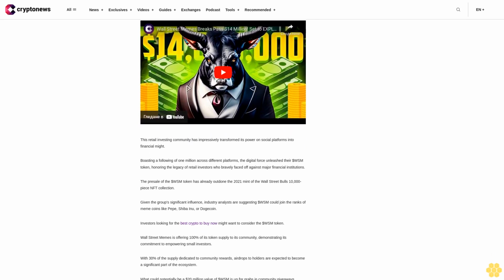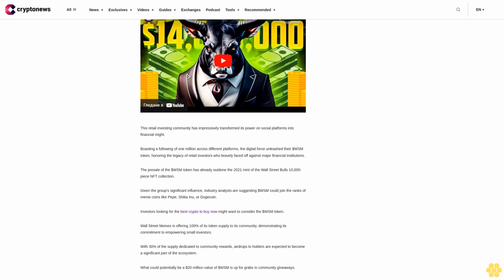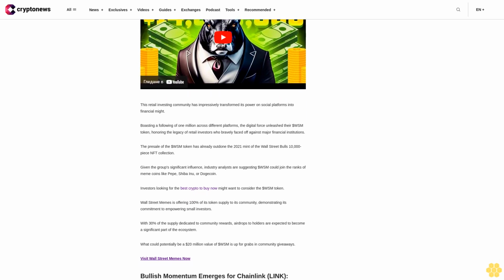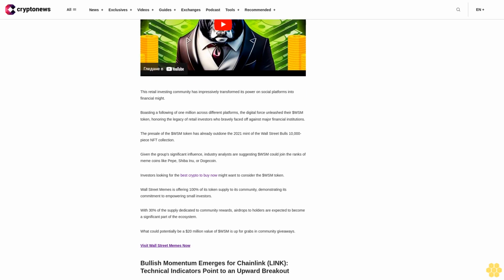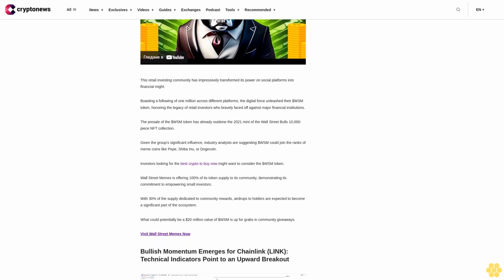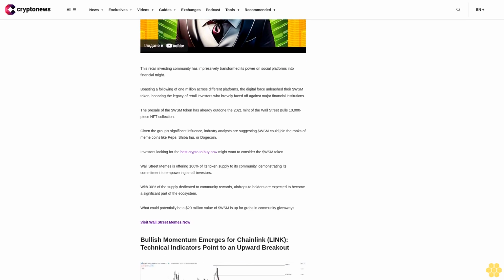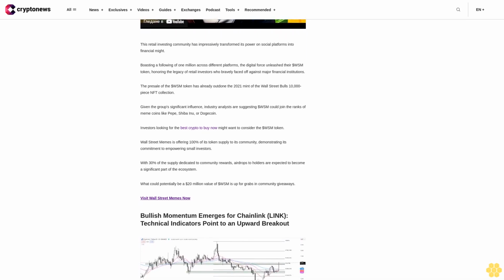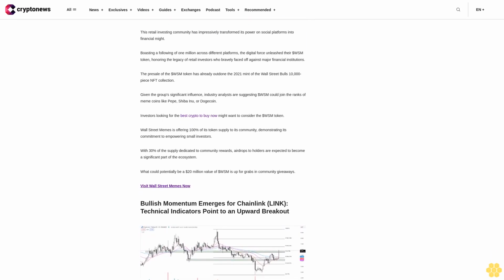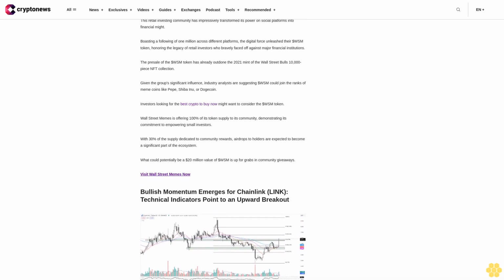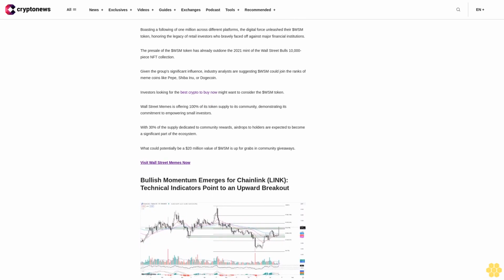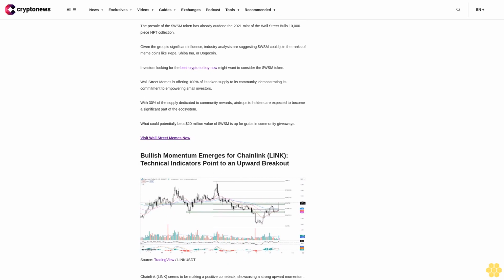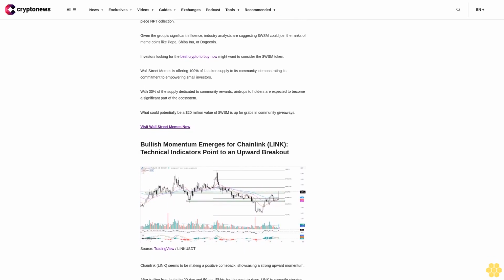The presale of the $WSM token has already outdone the 2020 mint of the Wall Street Bulls 10,000-piece NFT collection. Given the group's significant influence, industry analysts are suggesting $WSM could join the ranks of meme coins like Pepe, Shiba Inu, or Dogecoin. Investors looking for the best crypto to buy now might want to consider the $WSM token. Wall Street Memes is offering 100% of its token supply to its community, demonstrating its commitment to empowering small investors. With 30% of the supply dedicated to community rewards, airdrops to holders are expected to become a significant part of the ecosystem. What could potentially be a $20 million value of $WSM is up for grabs in community giveaways.